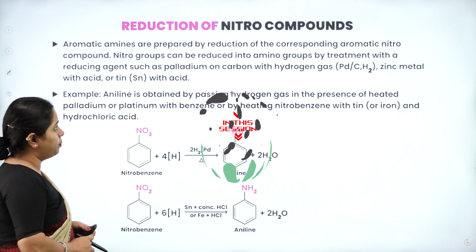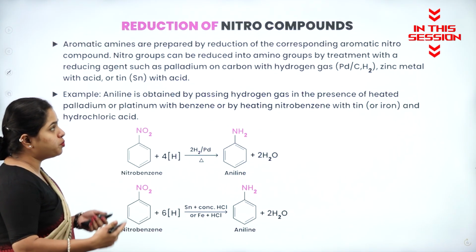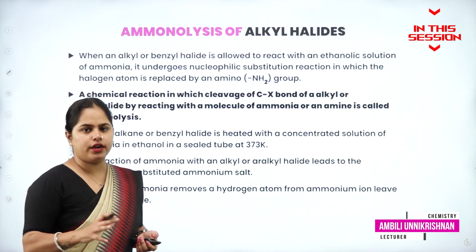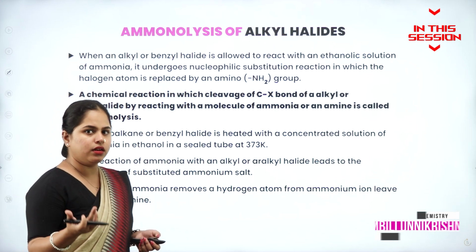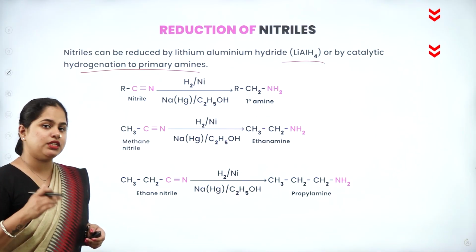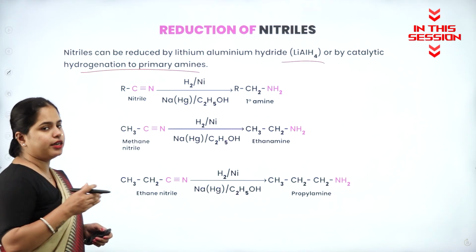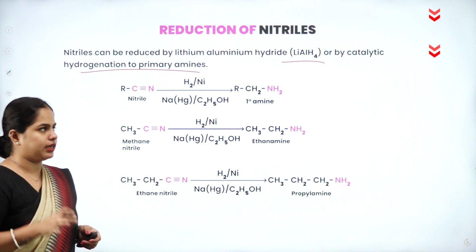Aromatic amines are prepared by reduction of the corresponding aromatic nitro compound. Now, what are alkyl halides? We already know from an alkane, one hydrogen atom is going to be replaced by a halogen atom. Hydrogenation means addition of hydrogen. Catalytic hydrogenation means in presence of some catalyst.